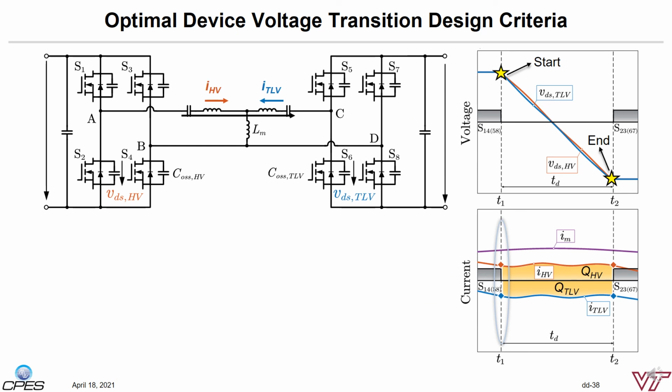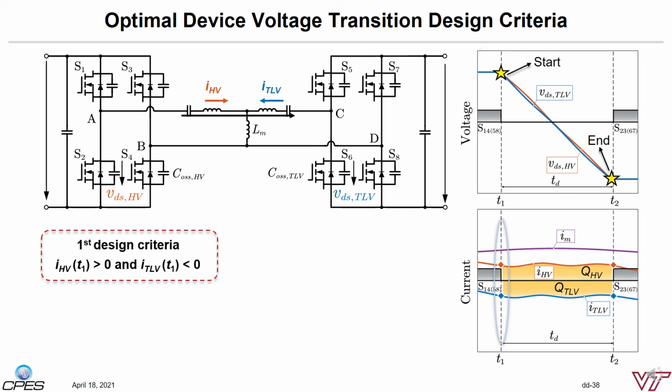So with the previous discussion, we learned that if we want to minimize the dead time loss, we have to start device voltage transition at the same time on both sides. Therefore, we need to meet the first design criteria. At the very beginning of the dead time, the currents on two sides of the leakage inductors have to be in the opposite direction, and both have to flow into the magnetizing inductor. With that, we can start the device voltage transition at the same time without additional dead time loss.